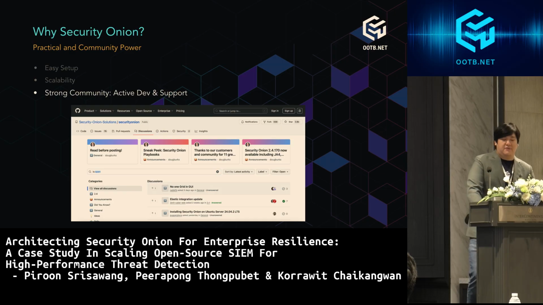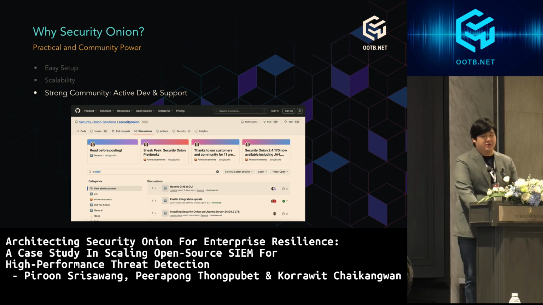Another important strength of Security Onion is its strong community. The project is actively supported not only by its core developers, but also by a wide base of users who contribute feedback.